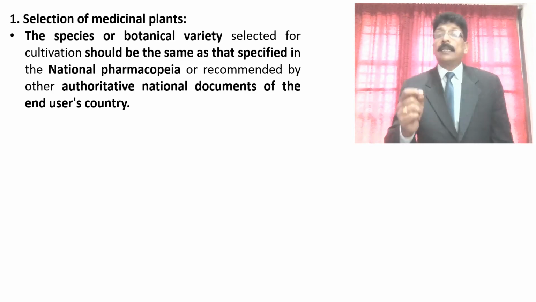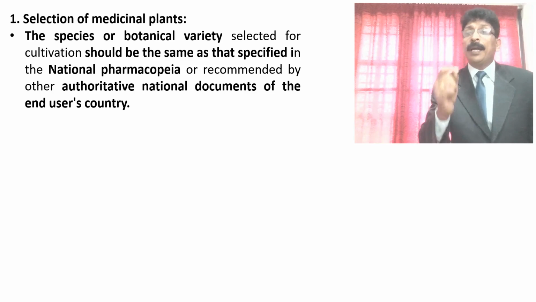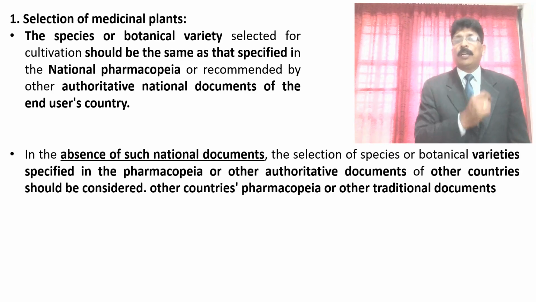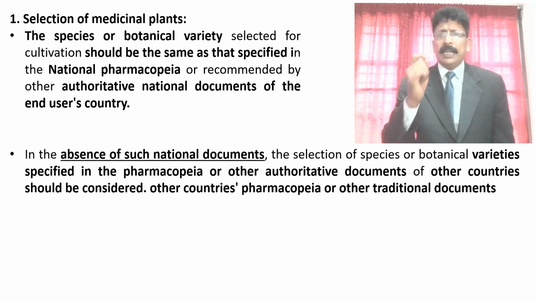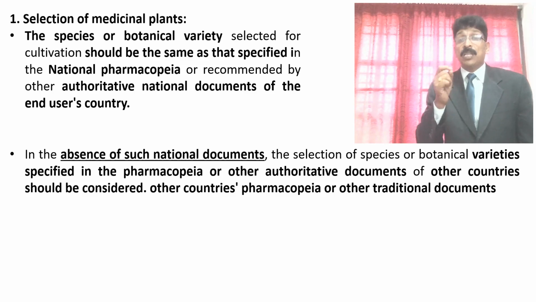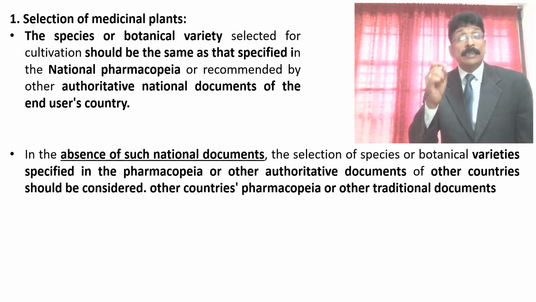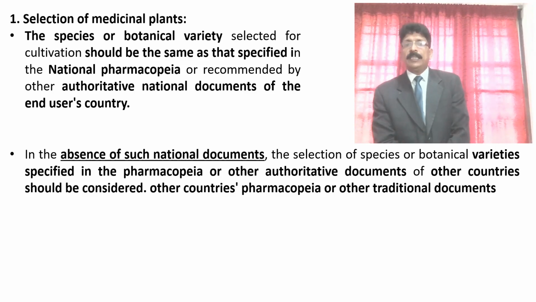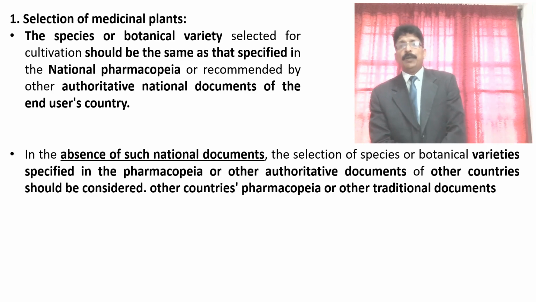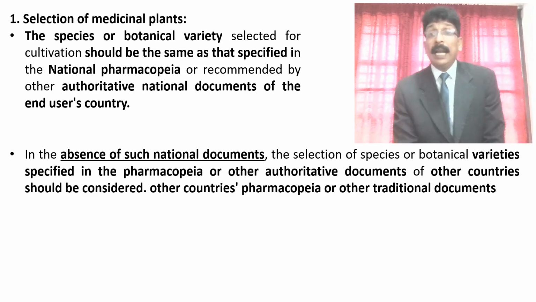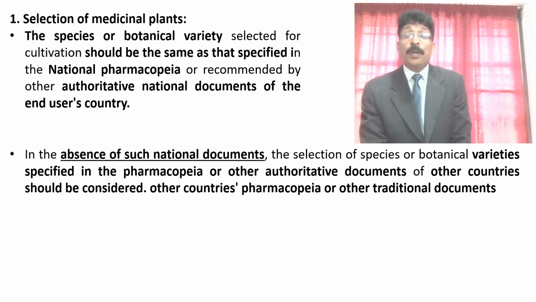Suppose the country does not have a pharmacopoeia; then you can use the standard or the book which that country is following. That should be recorded properly for the selection of the medicinal plant before cultivation, to have good agricultural practice. In the absence of such a national document, if no identification has been done before and you are newly going to cultivate a new plant, the selection of the species and the botanical variety specified in the pharmacopoeia cannot be seen.